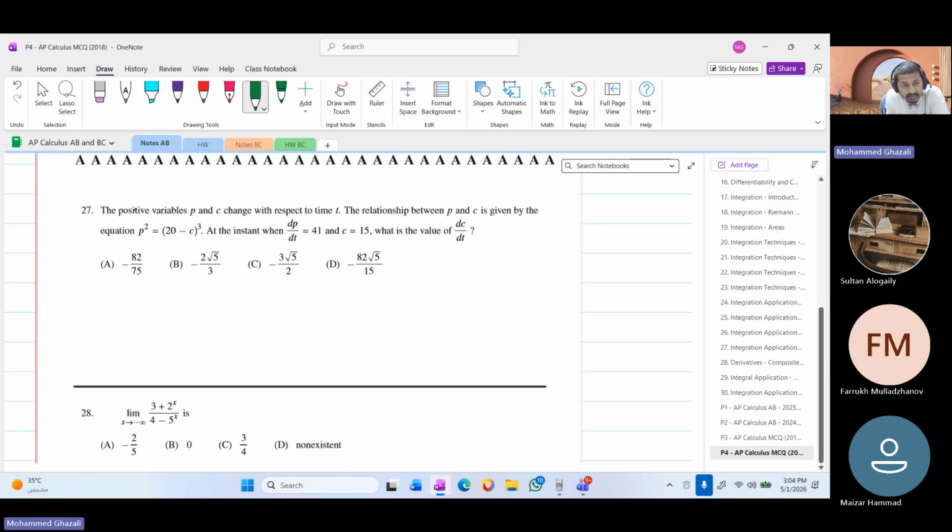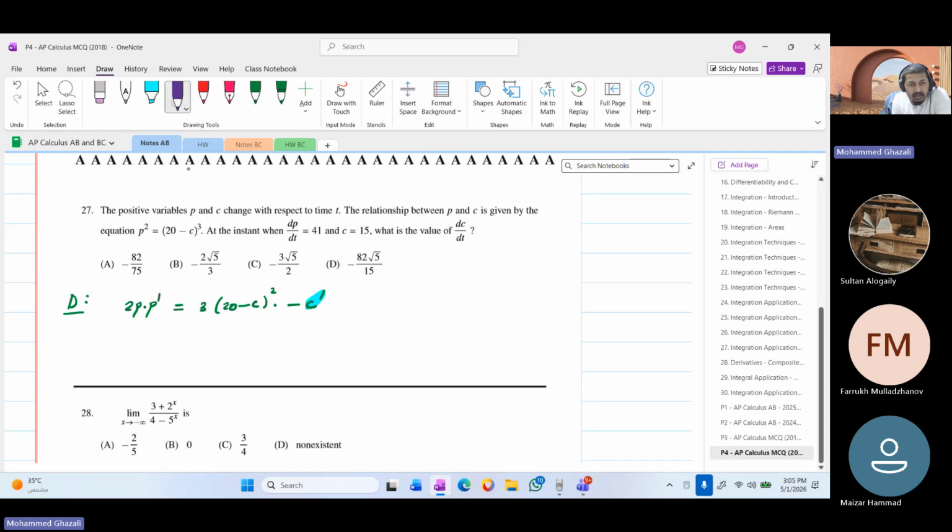Okay, so we got to differentiate this function with respect to time. In other words, p is a function of t, c is a function of t. Right, so let's find the derivative. Finding the first derivative: p squared is 2p times p prime. What is p prime? dp/dt equals the derivative of this, which is 3 times 20 minus c, all squared, times the derivative of the inside, which is negative c prime. Are we good, guys? Right, so what are we solving for? We're solving for dc/dt. We are solving for c prime.